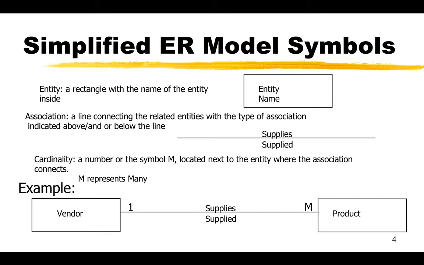You can see we have two entities. We have a vendor entity and we have a product entity. And there's a line going between the two of them that shows that they're associated. Above the line it says supplies, and below the line it says supplied. Basically, we're saying the vendor supplies many products, and that's where we have many on this side next to the product in the association. And then the product is supplied by one vendor. So you can see how that works. The vendor supplies many products. The product is supplied by one vendor. Those would be business rules.